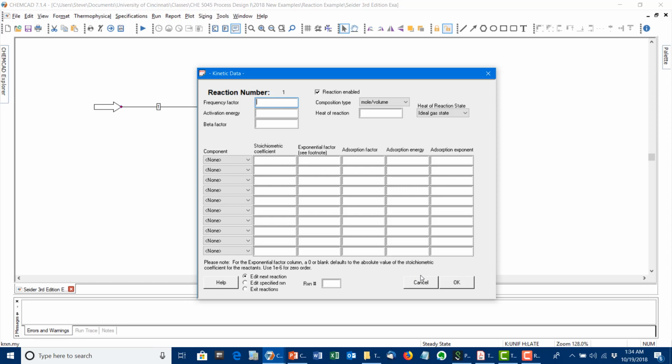My pre-exponential factor is 6.3 times 10 to the 10th. My activation energy is 52,000. Remember, that's kilocalories per kilomole. And then I have, as a reactant, hydrogen. I've got a reactant, toluene. I've got a product, benzene. And I've got a product, methane.